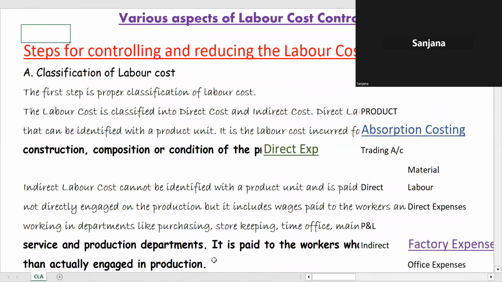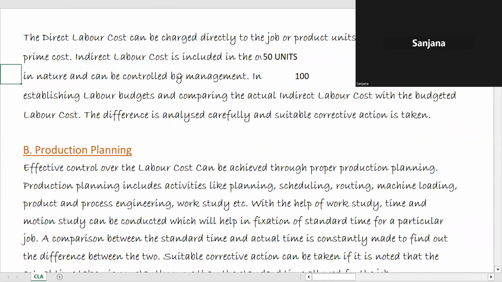Okay, so here is where we started: the classification of labor cost. What we were doing are the steps for controlling and reducing labor cost. How to control labor cost? The first thing is, as I told you, that we should first write down our expenses, correct? Similarly, for bigger complex organizations, you have to first classify expenses and only then can you record. The classification of labor cost is the first point of controlling labor cost.